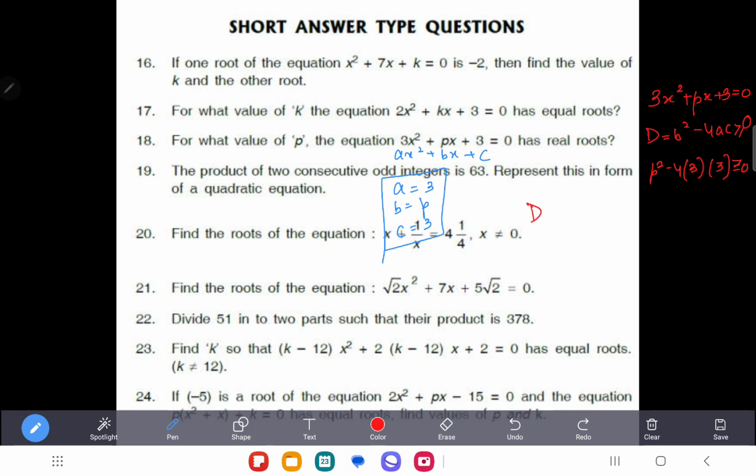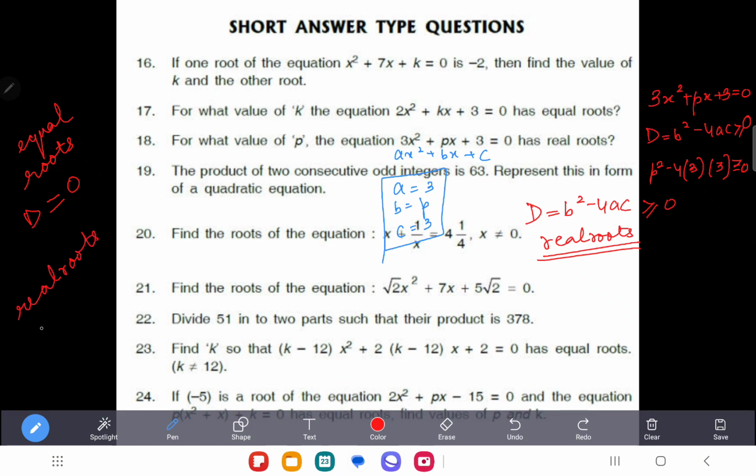Because if the discriminant, which is b square minus 4ac, is greater than 0, then the real roots are there. That's the condition of real roots. For equal roots, what is the condition? That discriminant should be just equal to 0. And for real roots, the discriminant must be greater than or equals to 0. I hope you're understanding the concept.